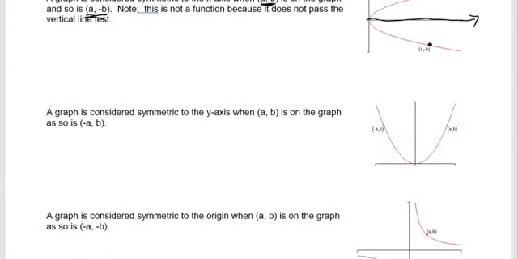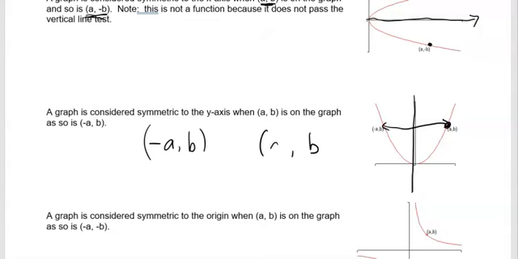Same idea here. All right, this is symmetric around y. How do I do this mathematically? Well, if (negative a, b) is on my graph, then if I reflect that over here, what's that point? It's the same height, but the x value would be positive. Okay, and we're going to use these concepts when we do this algebraically.